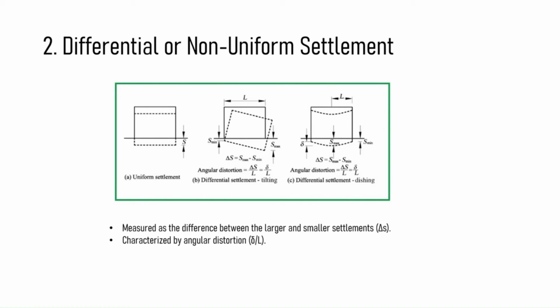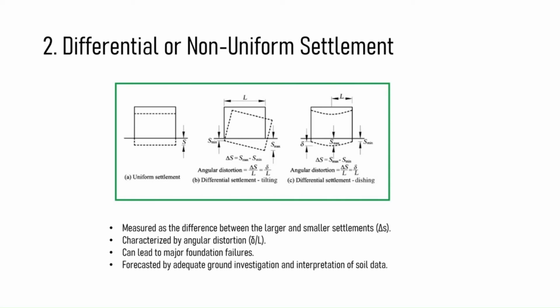Differential settlement results in cracks in buildings, walls, and distorts the whole structures. Floors might get sloped and difficulty in opening and closing of doors is also experienced. Major foundation failures are caused due to differential settlement, and hence it is a very critical issue during the design and construction of our building structure. Chances for the occurrence of differential settlement on a site in the future are forecasted by adequate ground investigation and correct interpretation of soil data, which is gathered from the geotechnical tests that are conducted.